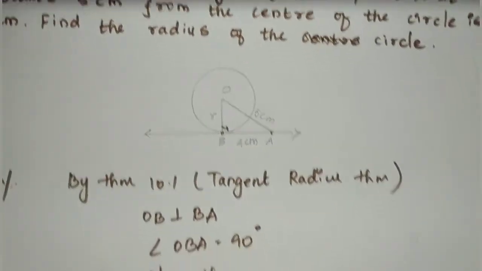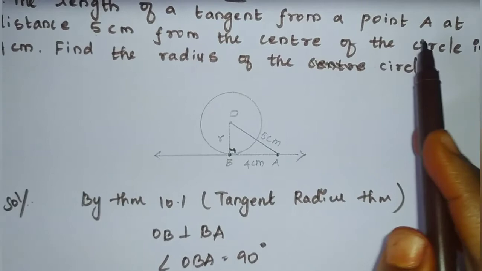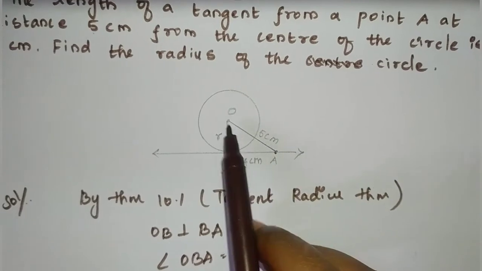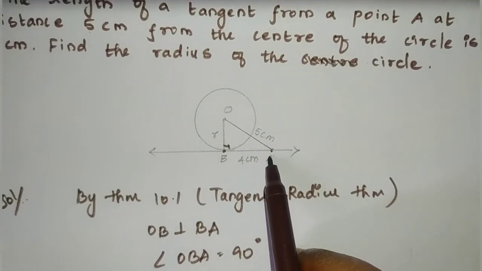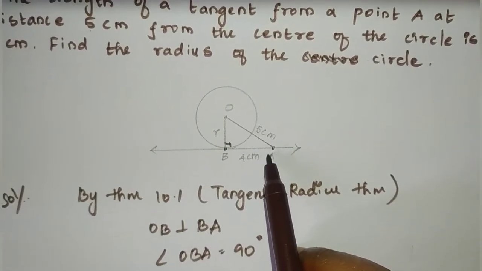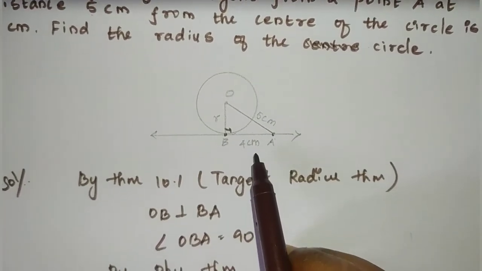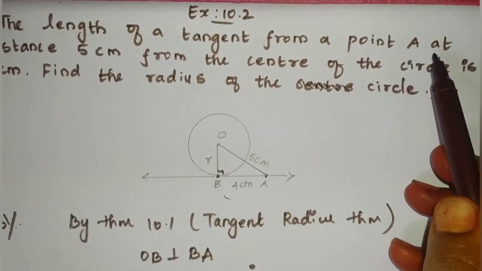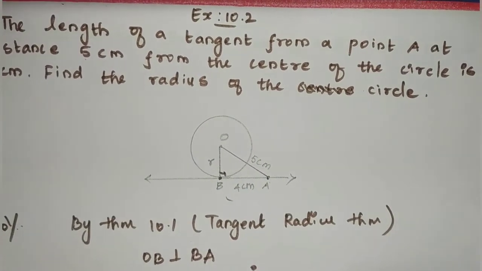Clear, children? This is a very simple problem, but you have to understand which one is 4 centimeter and which one is 5 centimeter. The length of the tangent from the point A, at the distance of 5 centimeter from the center of the circle, is 4 centimeter. They are mentioning that the length of the tangent from the point A is 4 centimeter, and the point A is at a distance of 5 centimeter from the center of the circle.